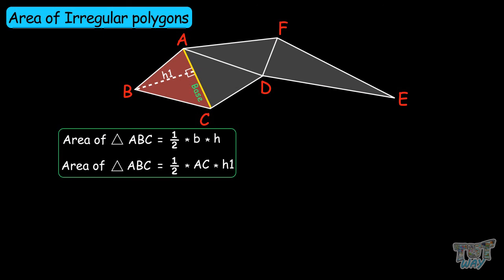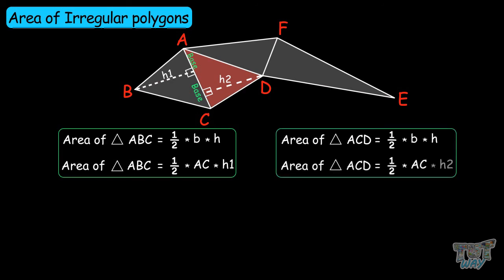Now similarly, we will find the area of triangle 2. Triangle 2 is ACD. We need to draw the height of the triangle. So let's first draw a perpendicular from vertex D to side AC. So H2 will be the height of triangle ACD. We need to know the length of its base AC and the height H2 to find the area of triangle 2. The formula is half times base times height, so it will be half times AC times H2.